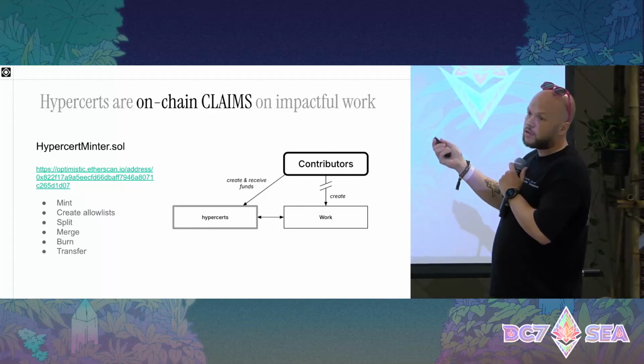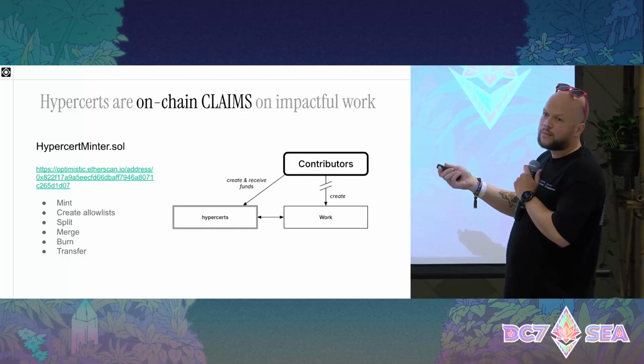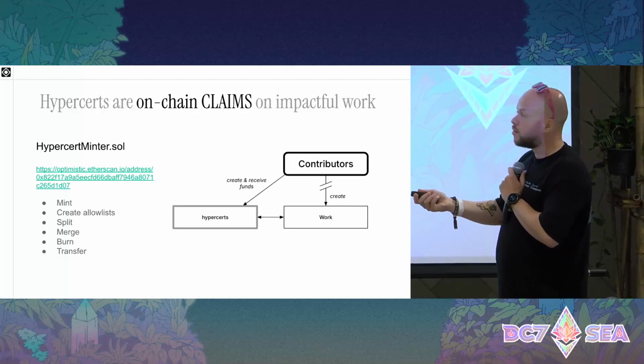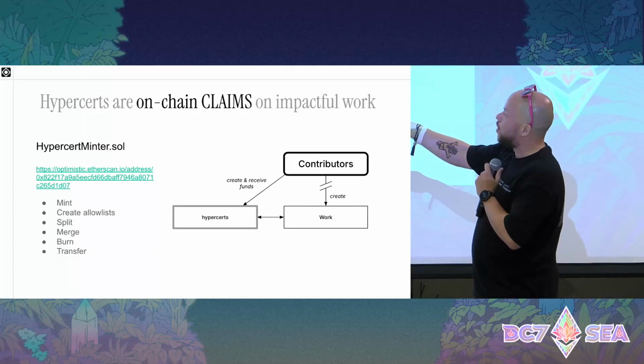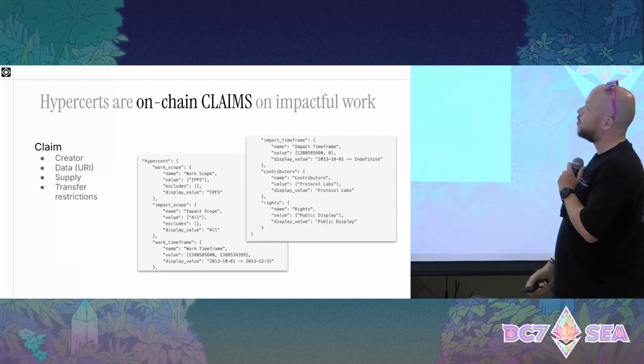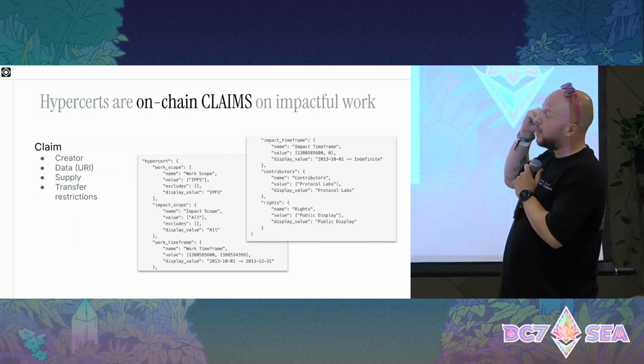So this can be anything. So the beaten horse here, the same example is like a beach cleanup, or planting trees, but they do something, right? This something is declared in the hypercert, and that is done by minting with our contract. What do you actually do when you mint one? You mint a claim. The claim knows the creator.